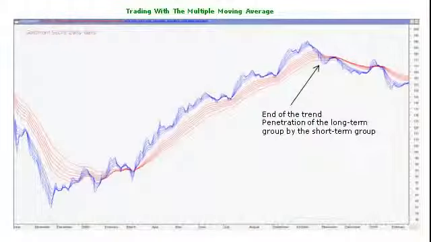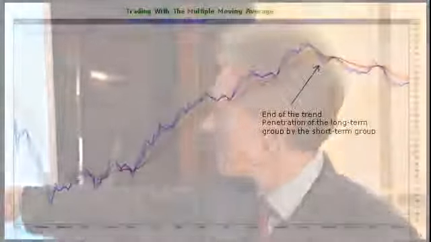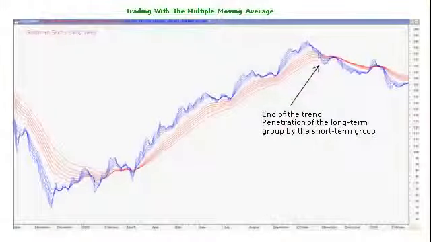Now, here, we've got an end of trend. It's a penetration of the long-term group by the short-term group. And until you see this, the trend is not broken, until you get a penetration of the traders through the investors. And every trend is started by the short-term traders, but it's established by the long-term traders. And this is what we use the technique to do, to really pinpoint when the trend is underway.